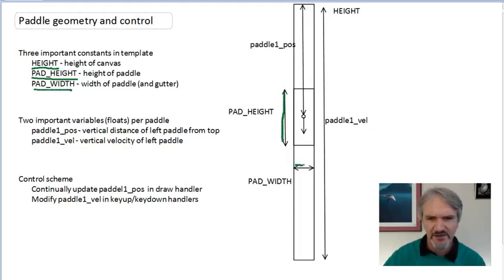That's this dimension right here. So the height and the width of the paddle are going to be important things. For example, the width of the gutter, how far the gutter extends off from the side of the canvas, is going to be determined by the paddle width.